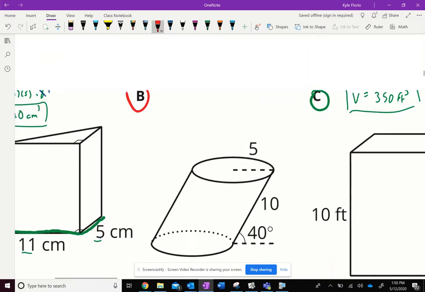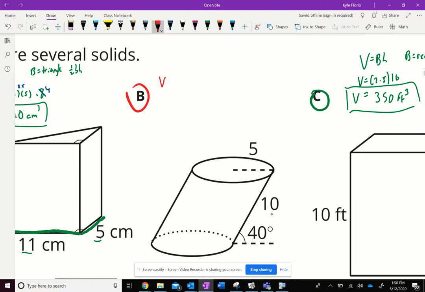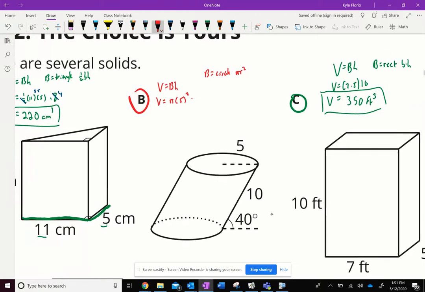So we have kind of an oblique prism, but the volume formula is still whatever the area of the base is times the height. The base is a circle. So that's our pi r squared formula. So we're going to get pi times the radius, which is 5 squared, times the height. The height's going to be what takes us some work to find, and we did it in a warm-up.